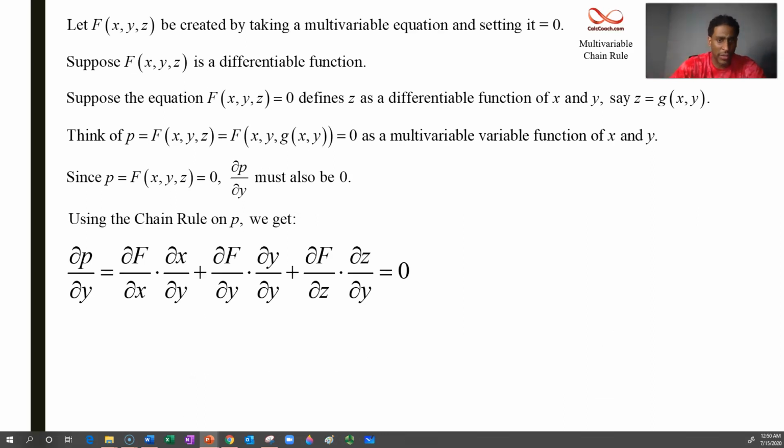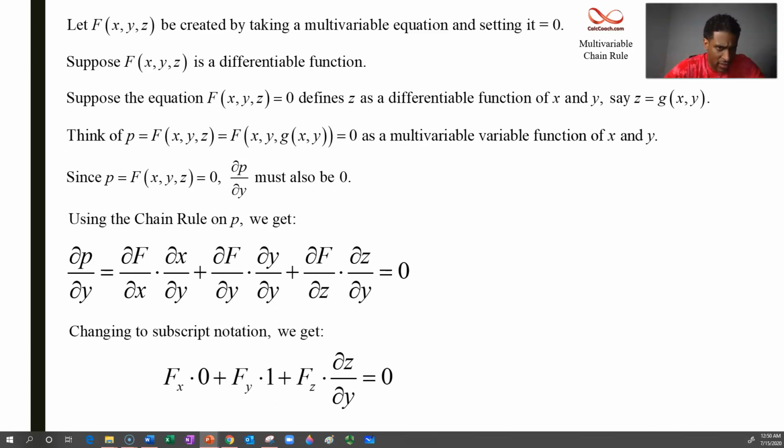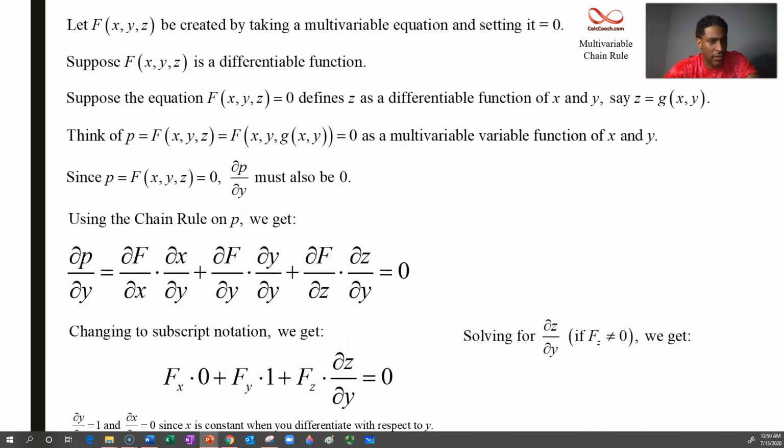Okay, so I went quickly through that part, but here we go, where we'll switch to subscript notation. We have F's partial with respect to x, del x, del y is 0. F's partial with respect to y, del y, del y is 1. F's partial with respect to z, and then del z, del y is what we're looking for. Del x, del y is equal to 0 since x is a constant when you differentiate with respect to y. So then our job is to solve for del z, del y by subtracting the F sub y part over, because the F sub x part zeroes out, and dividing by F sub z.